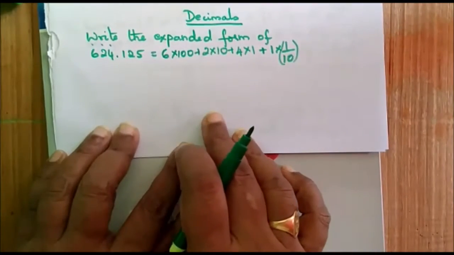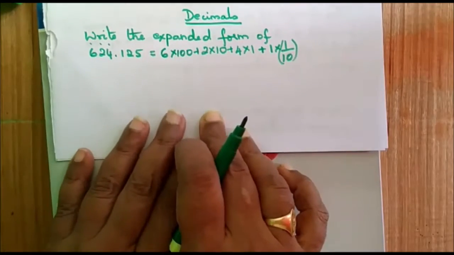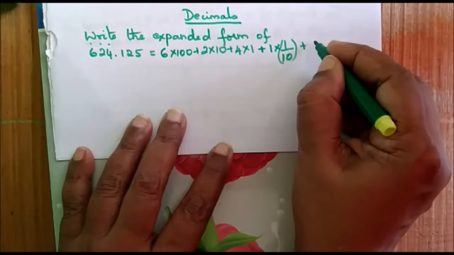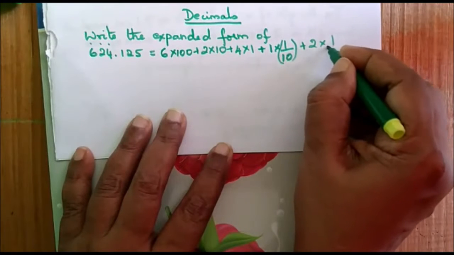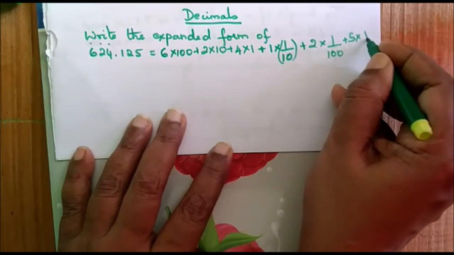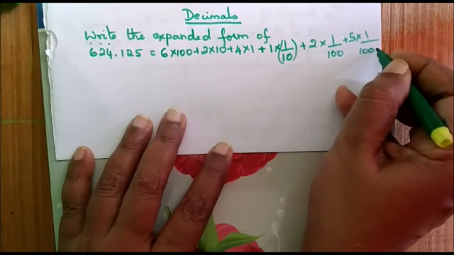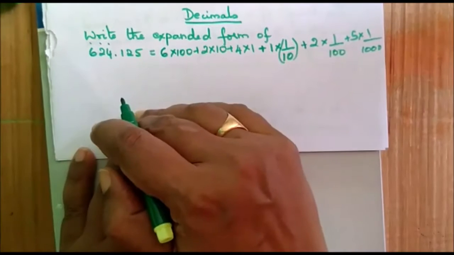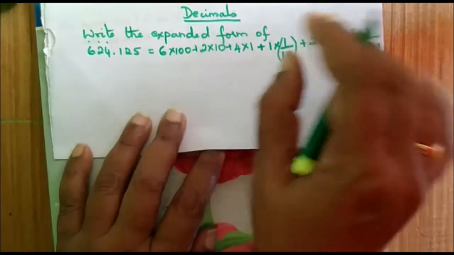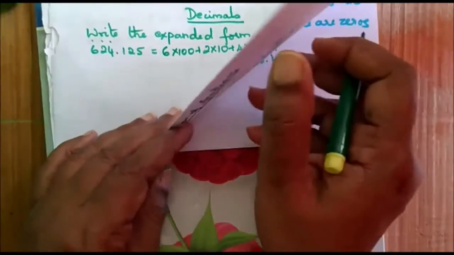When you multiply after the decimal place, you will write it as 1 by 10. Similarly, it is 2 into 1 by 100 plus 5 into 1 by 1000. I hope all of you understood how to write a given decimal number in an expanded form. Okay, now let us go to the next topic.